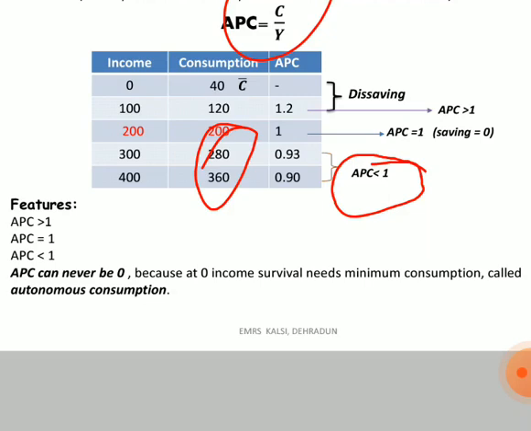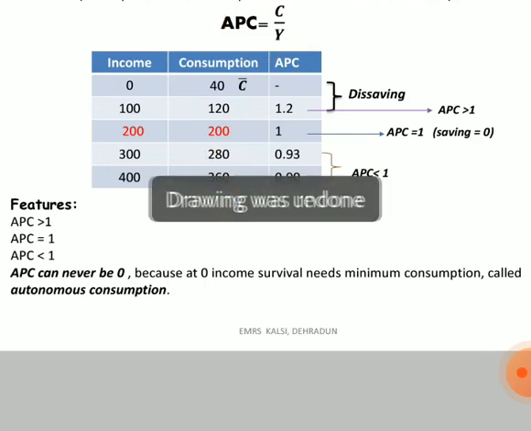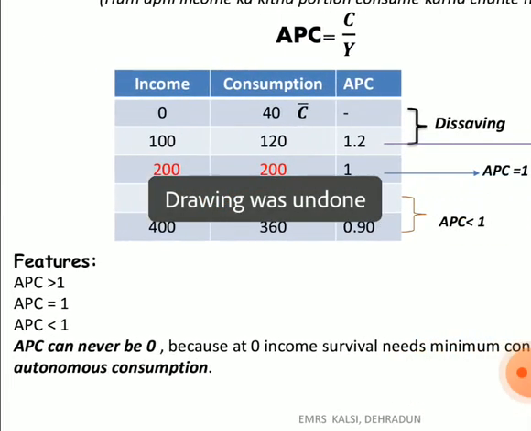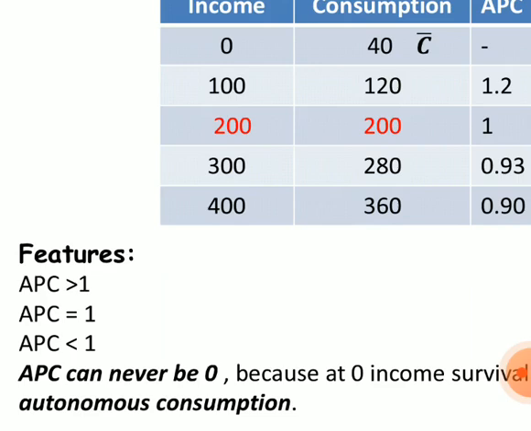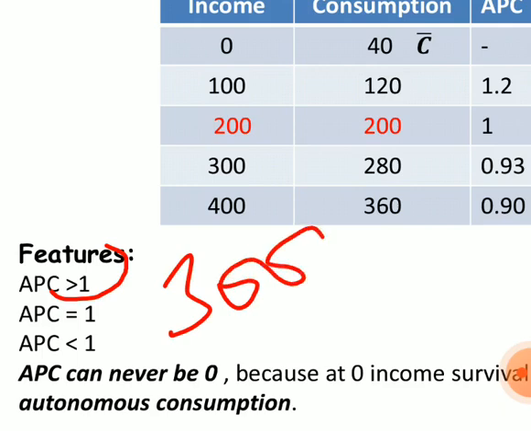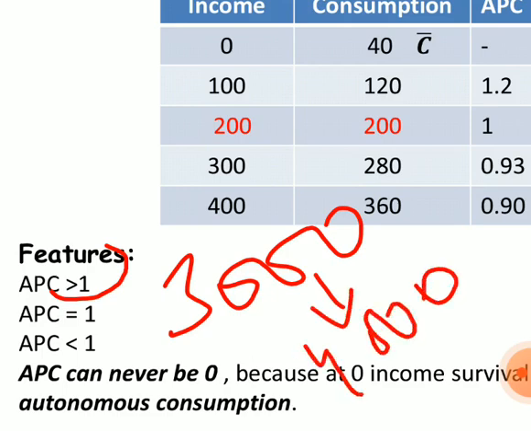So from this numerical, from this data, we get the features. Let's see the features here, and these features are very, very important. First, APC can be greater than 1. It means if we are earning rupees 3000, we can spend rupees 4000. We are spending more and earning less. So this could happen in the case of APC.